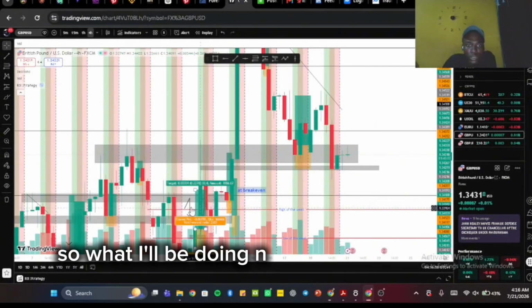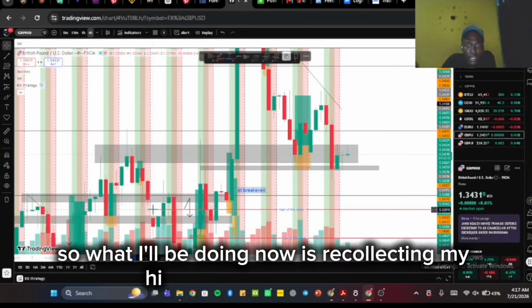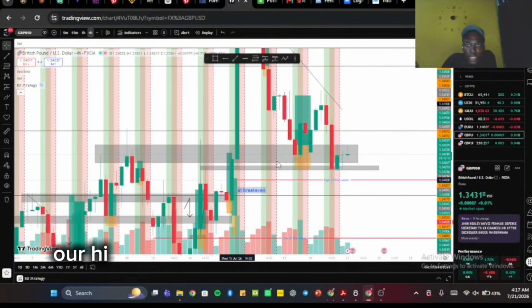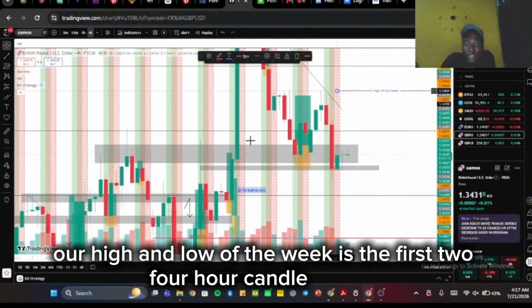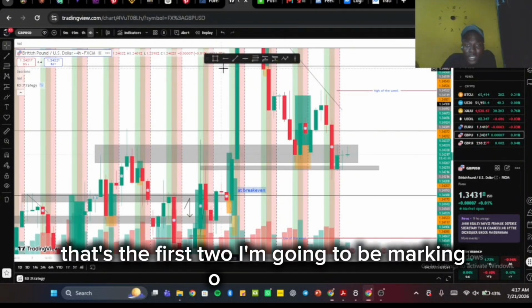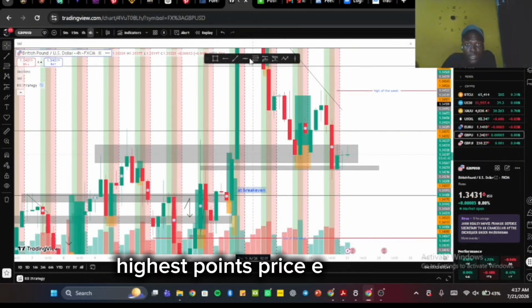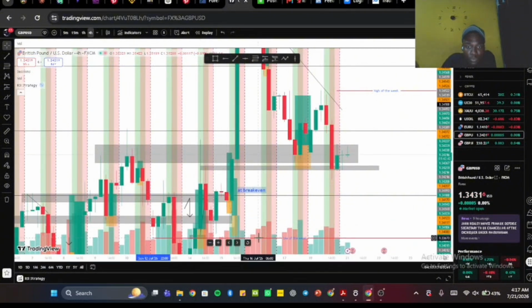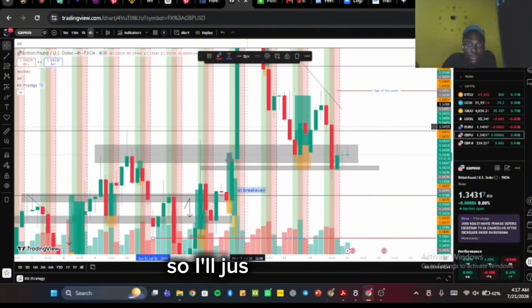So what I'll be doing now is recorrecting my high and low of the week. And how do I determine that? The high and low of the week is from the first two 4 hour candles to form for the week. I'm going to be marking out the highest point price ever got to, and the lowest point price ever got to. I'll just unlock this.